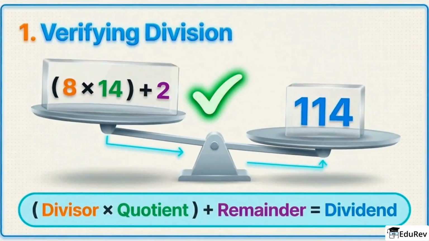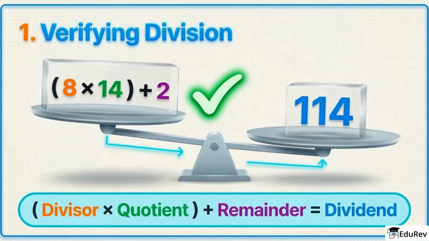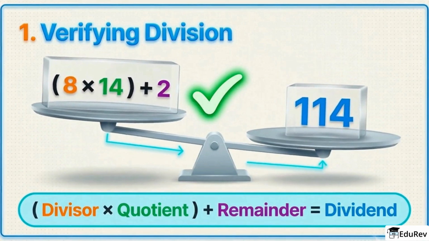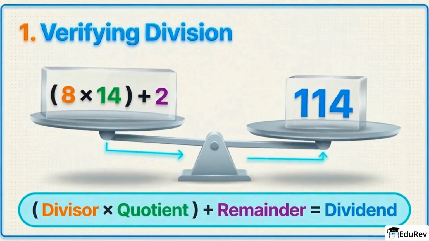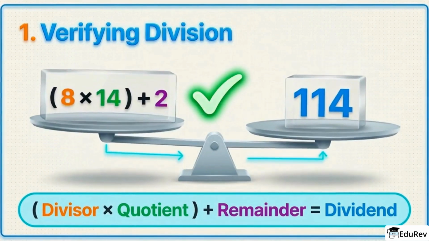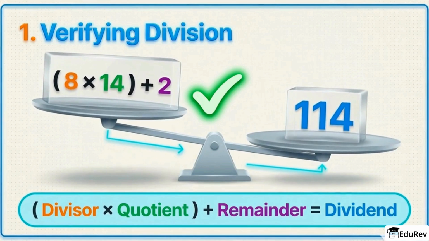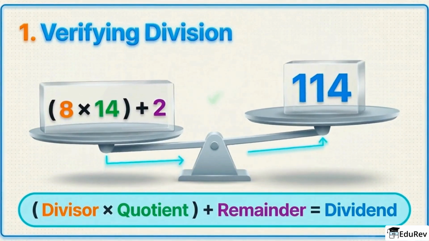We can also check division with a simple rule. Divisor multiplied by quotient plus remainder equals dividend. For example, 8 times 14 plus 2 equals 114. This means the answer is correct. Checking your work is a smart habit because it helps you catch mistakes quickly.